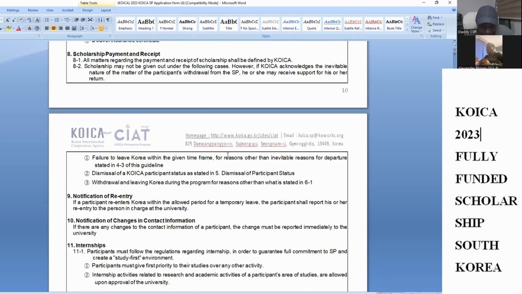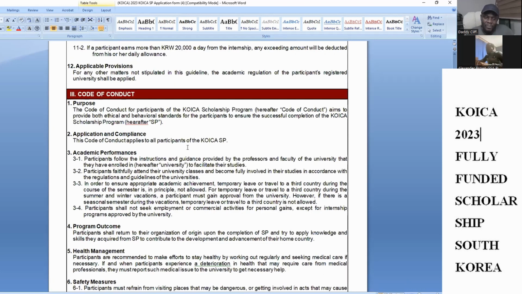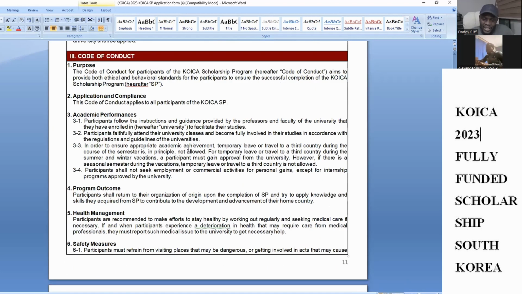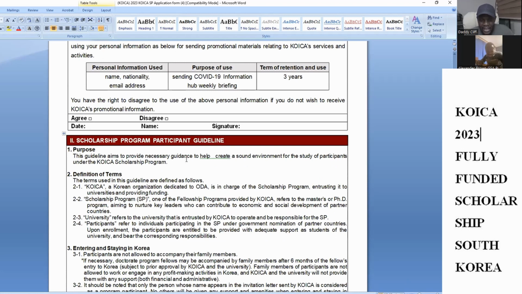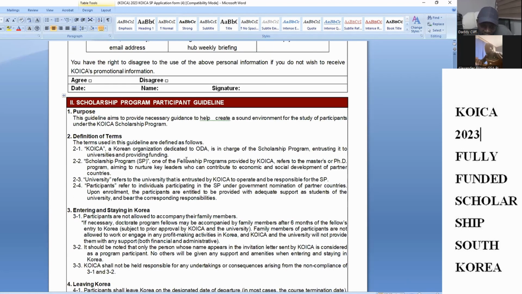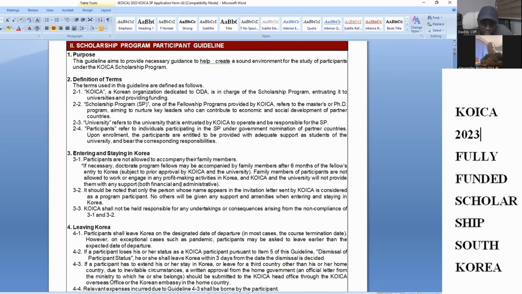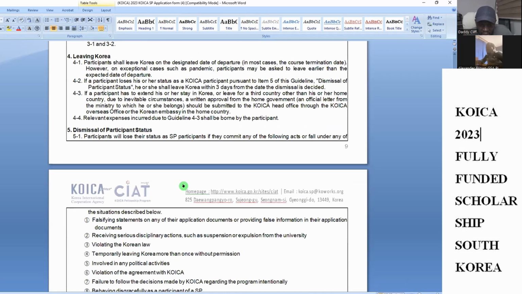We are now on page 10, going to page 11, code of conduct. Let's check the scholarship program participant guideline. That's page 10. These ones are just definitions and all that. You need to read all of them. Someone who wants to apply for this program needs to go through all of these and understand them. If anybody has any question, they can leave a comment under the video. But most of these are self-explanatory.